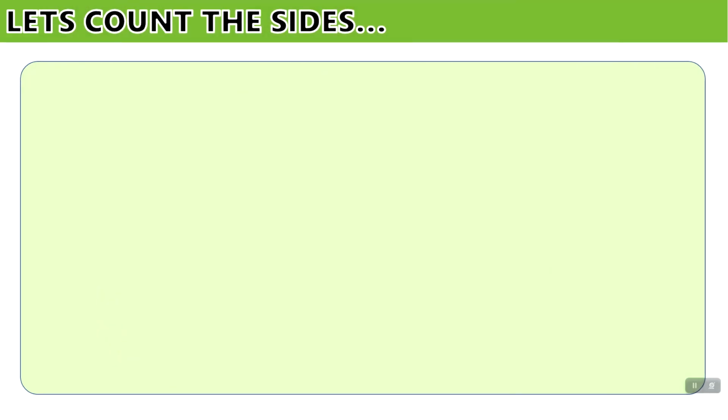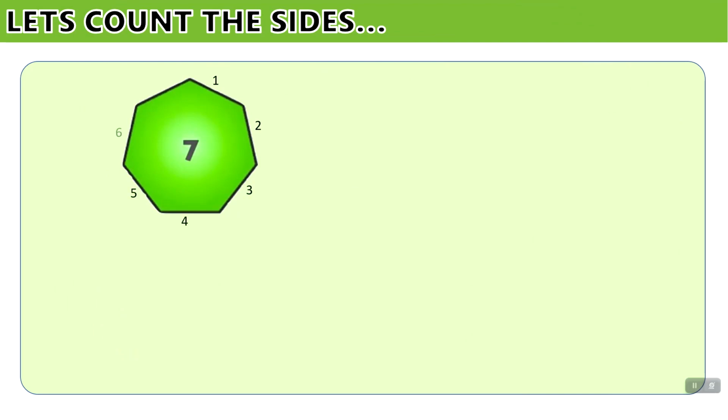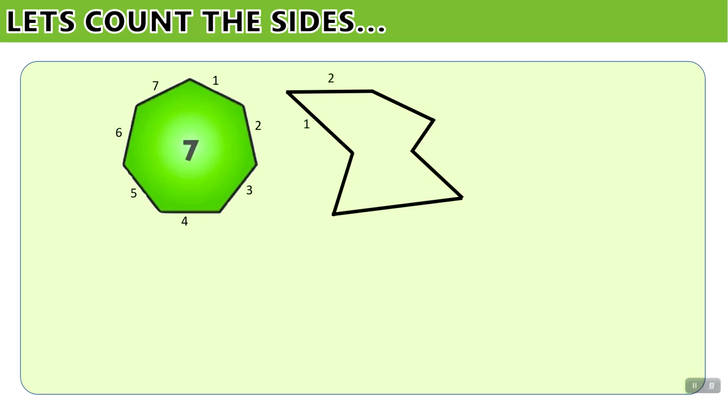Now let's count the sides. 1, 2, 3, 4, 5, 6, 7. 7 sides, all the same length. Now let's look at this. 1, 2, 3, 4, 5, 6, 7.